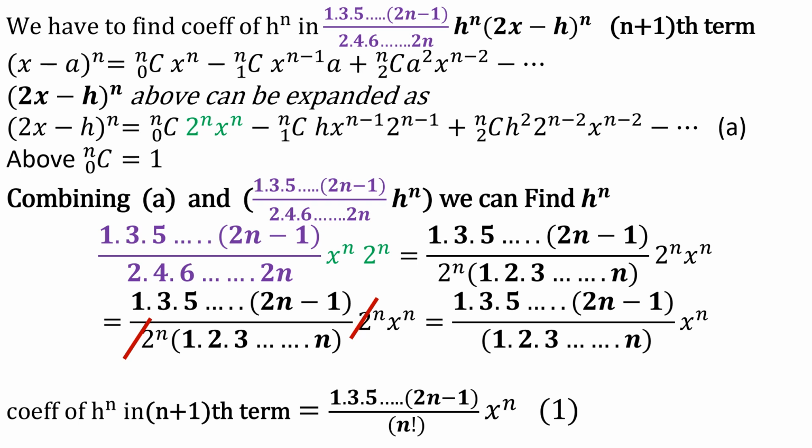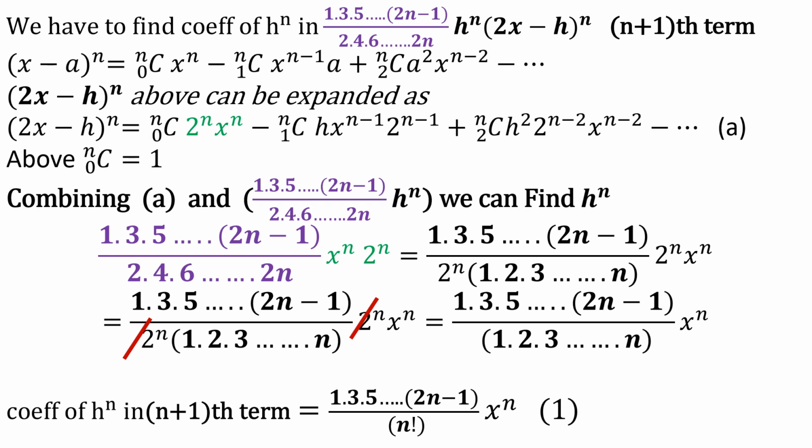So put x as 2x and a as h. So the expansion you will get. Same thing we will put here, a as h and x as 2x. So you will get this type of relationship. Now the ultimate aim is we have to see where is h to the power n. You can see h to the power n, it is h to the power n here.